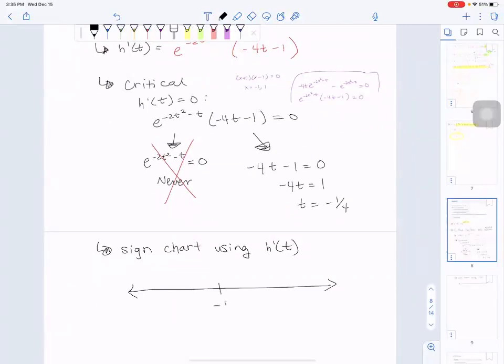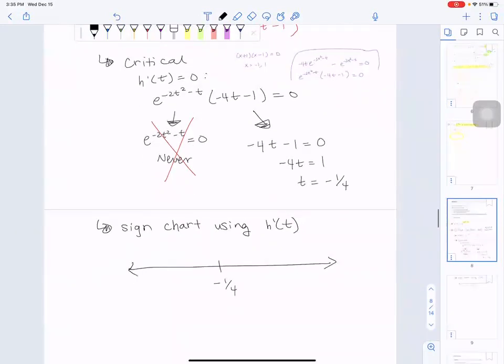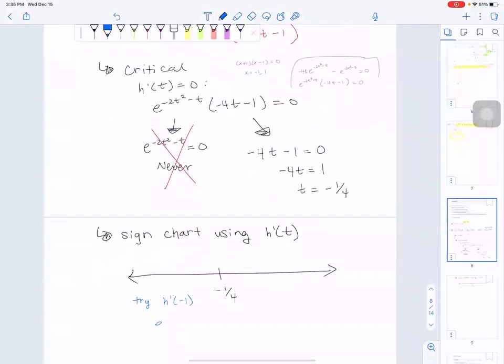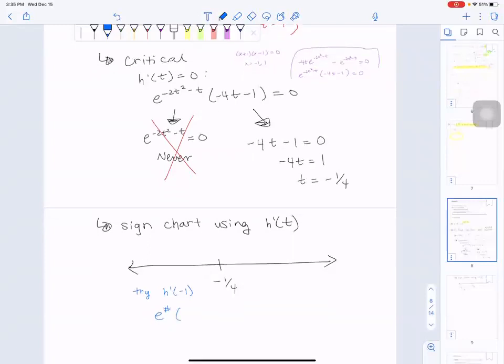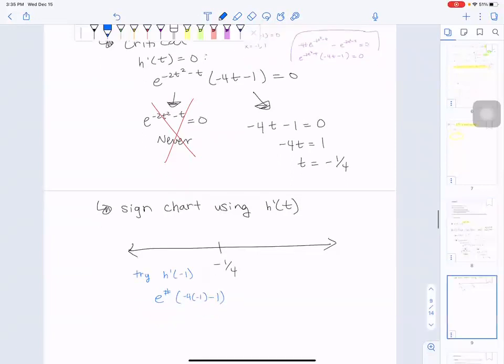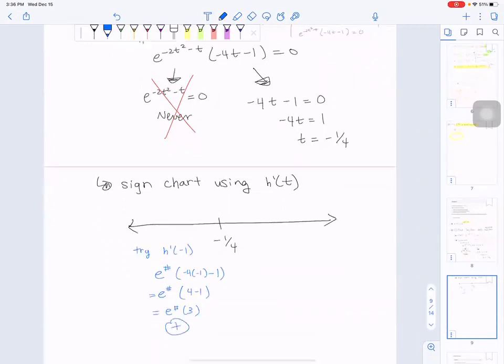So in our sign chart, we only have -1/4. Let's try plugging in a point that's smaller than -1/4. So let's try -1. What do you get? You get e to something, we don't care because that's always positive, as I said. Then -4 times -1 minus 1. That gives you e to the number times 4 minus 1, which is e to the number times 3, which is a positive number. That's what we care about: is it positive or negative?